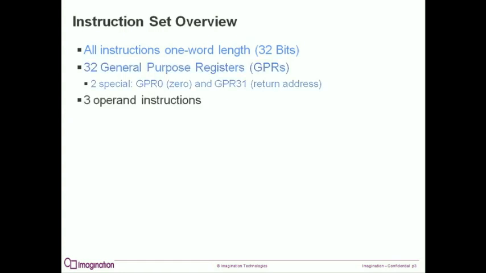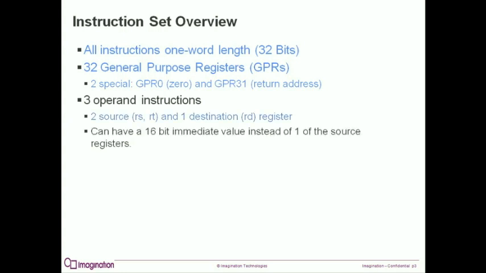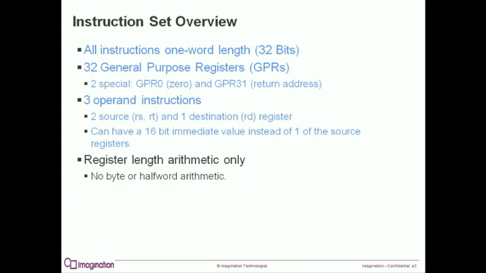Instructions can have 3 operands, 2 source registers, and 1 destination register. The immediate instructions have a 16-bit immediate value instead of one of the source registers. The assembly does allow for some instructions to be abbreviated to only have 2 operands, and I'll give you those examples when I get to those instructions. Arithmetic instructions can operate on whole registers only. There is no half-word or byte arithmetic.